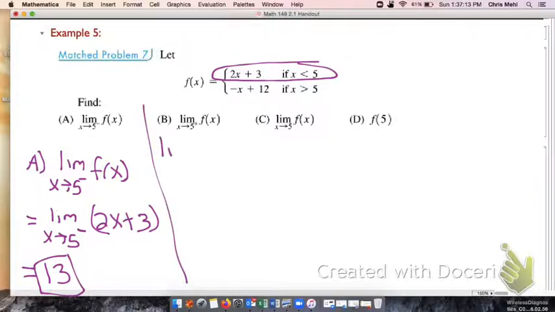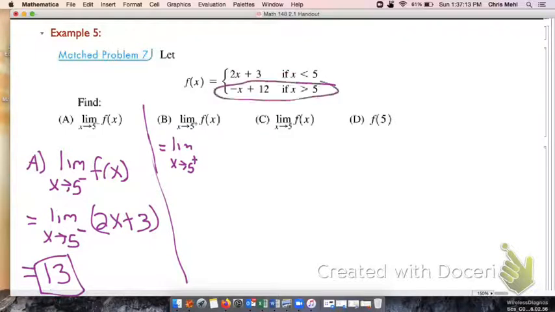Then you can do the limit as x approaches 5. You know what? It's already written there on the paper. This equals the limit as x approaches 5 from the right. Now, this time, if I'm approaching 5 from the right, x is bigger than 5, so f of x becomes minus x plus 12, which is a polynomial. You can plug in 5, and negative 5 plus 12 will give you positive 7.